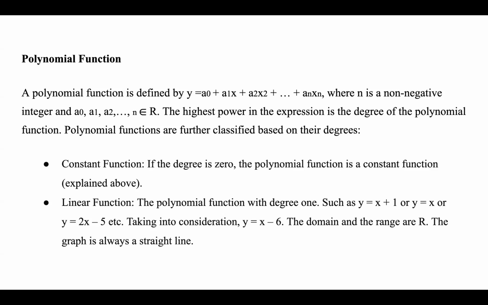Polynomial functions are further classified based on their degrees, like we have seen already, quadratic and cubic also. If the degree is 0, the polynomial function is a constant function. That also we have seen, one straight line which was parallel to the x-axis; that is nothing but a constant function. And the polynomial function with degree 1 is known as a linear function.